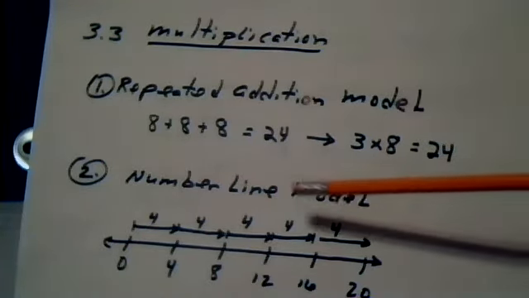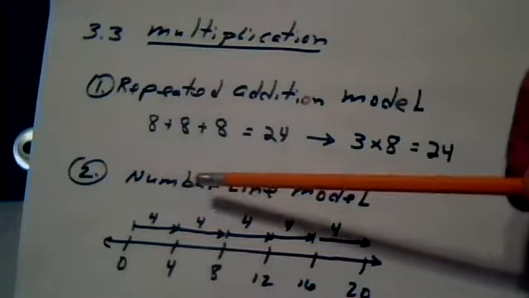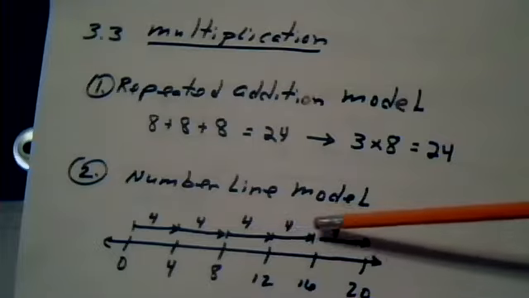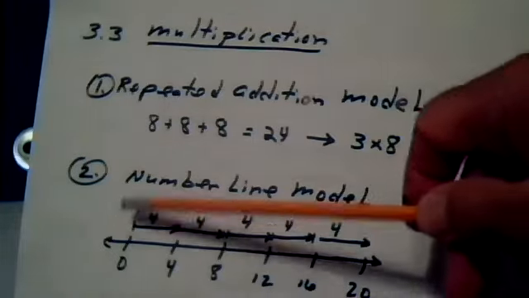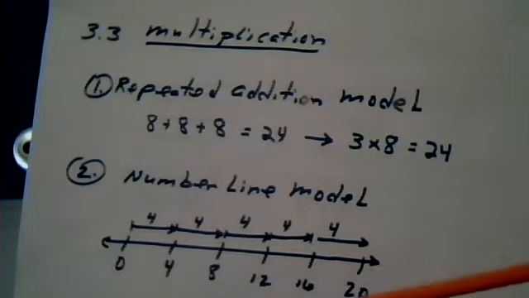You could also use the number line to illustrate this. Notice you start at 0 always. So you go 4, you go another 4, another 4, another 4, another 4. So if you go 1, 2, 3, 4, 5, 4 times 5, that would give you 20.